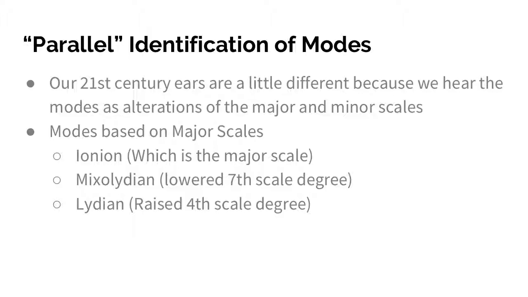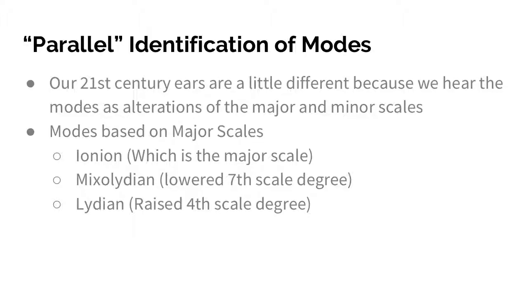So now let's go to parallel identification of modes. Okay. So in the previous part we talked about the relative. So we talked about where we figure out what C, let's say C Dorian is, or C Mixolydian is. We base those on the C major scale, but on its scale degree numbers. But our ears are really accustomed to hearing parallel modes.